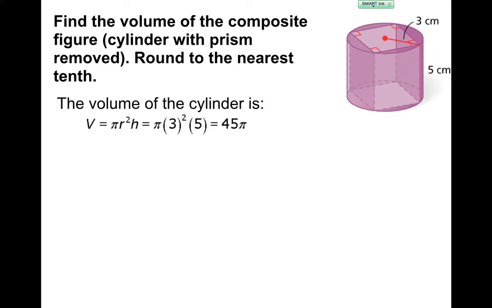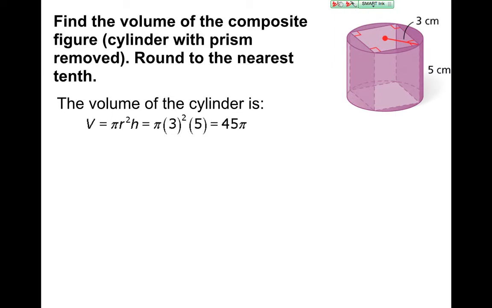In terms of pi, I just have 45 pi. Then we're going to subtract out the rectangular prism. That's maybe the tricky part. Let's think of it in an easy way, though.